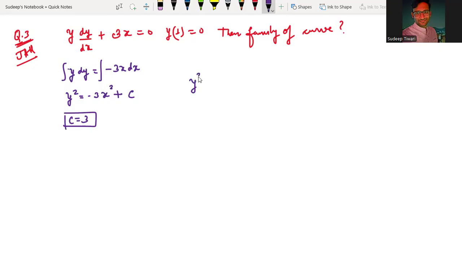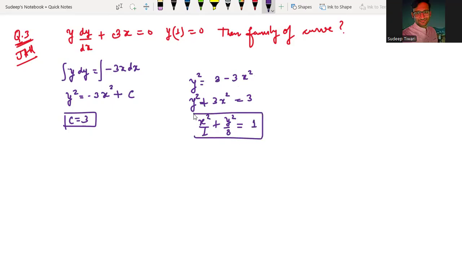So simply your y square will be equal to 3 minus 3x square, and so I can write y square plus 3x square is equal to 3, and I can simply divide it by 3, so it will be y square by 3 plus x square is equal to 1. So what kind of trajectory does it represent? It clearly represents an elliptical trajectory. So such questions are asked mostly in the exam.